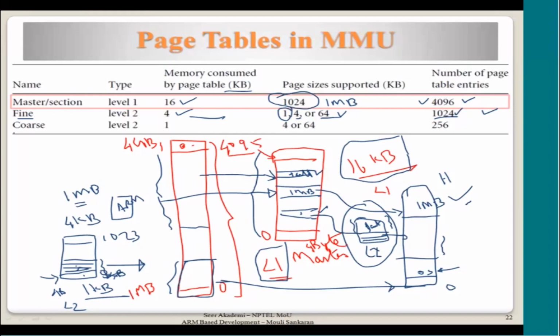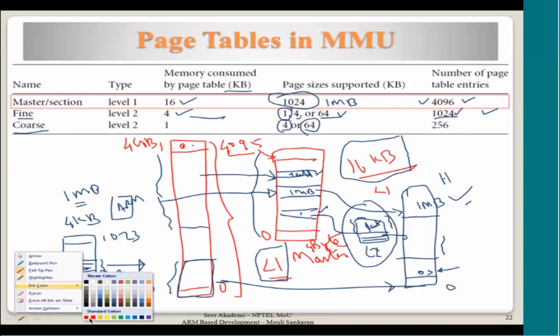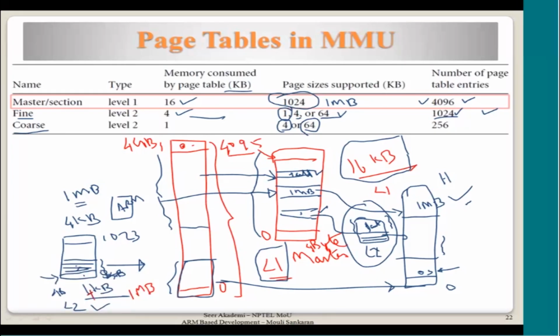Now what happens to the coarse table? Coarse table means the page sizes are bigger, either 4 KB or 64 KB. This is also an L2 table, but instead of 1 KB, the size is changed to 4 KB. That means each entry in the L2 table corresponds to a 4 KB page size. How many 4 KB entries will be there in 1 MB? 256, because it is 1/4 of what you saw in the fine table. That is why you see 256 entries in the L2 table if it is a coarse table pointing to 4 KB pages.